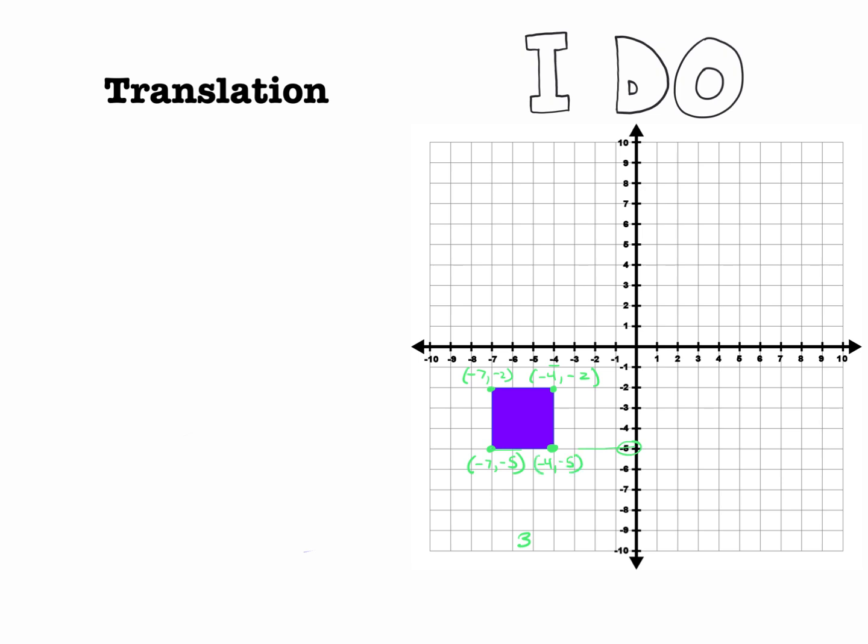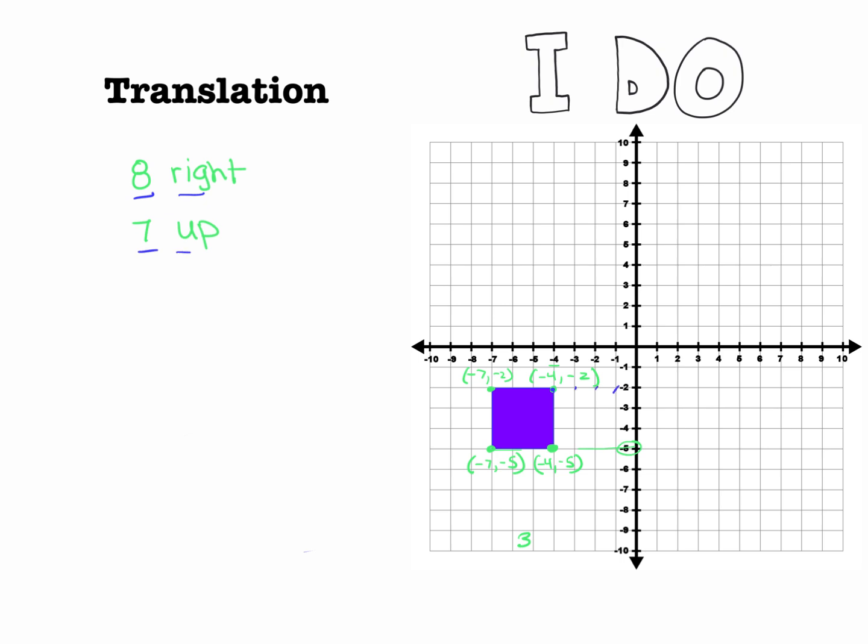Okay, so what you can do when you're translating a shape is you're literally just moving it. So for this one, I'm going to show you how I would move it 8 to the right and 7 up, okay? So I will use a different color. I will use blue. So I'm going to start with one of the coordinates. So let's just start with this one right here. So this means I need to count 8 spaces to the right and then 7 spaces up.